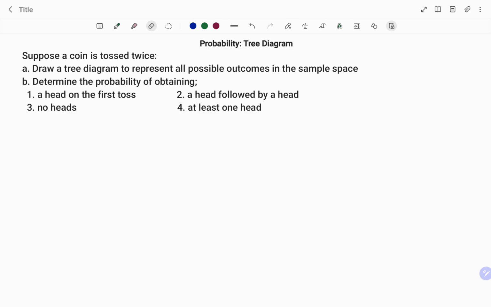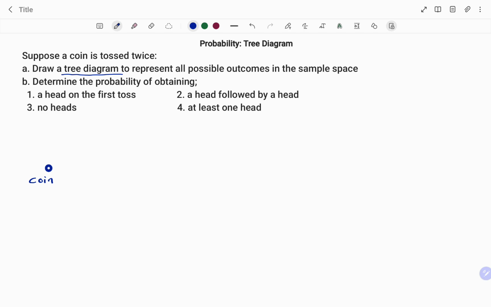For the B part, we have to determine the following probability of A: 1, a head on the first toss, 2, a head followed by a head, 3, no heads, and 4, at least one head. So for the first part of the question, I'm going to start by drawing a tree diagram to represent all possible outcomes.